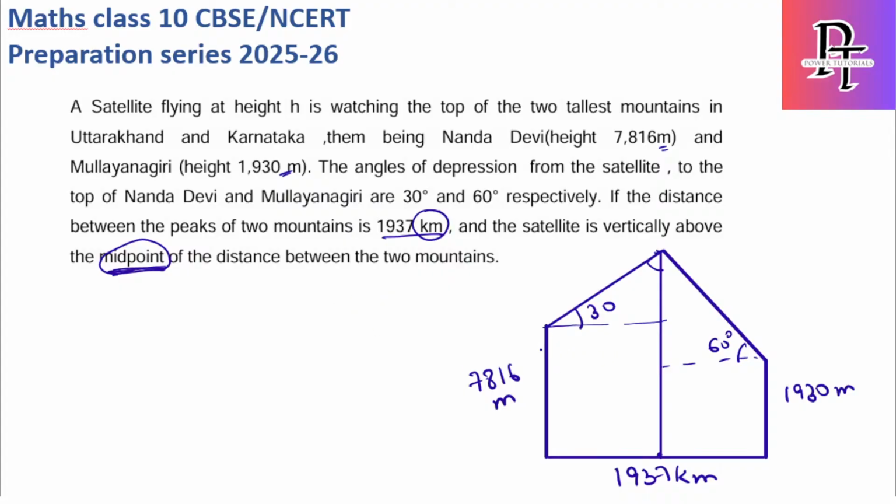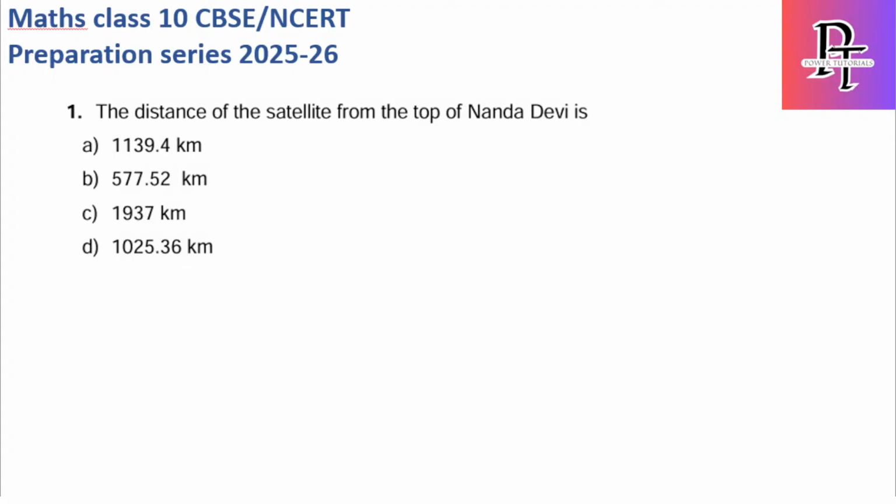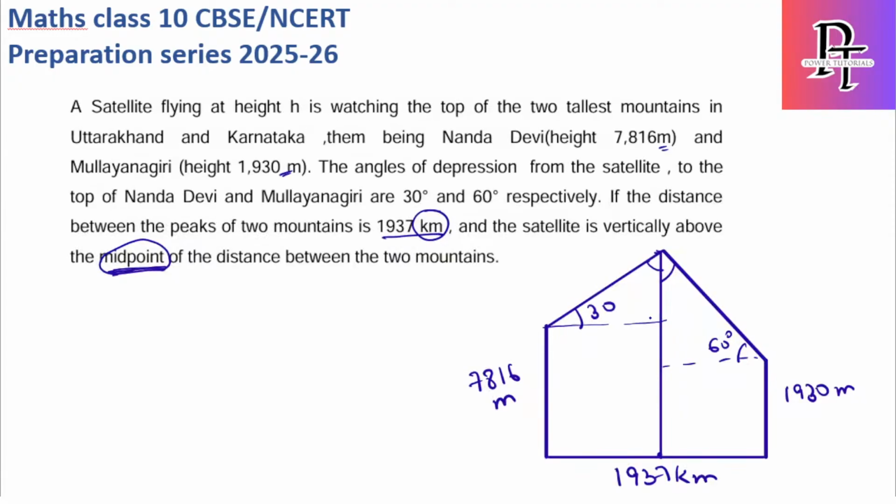Here we have two mountains. First is Nanda Devi and second is Mulyanagiri. Nanda Devi, as I told you, from satellite, this angle of depression is 30, so I wrote it here as 30, and this is 60. Okay, let's see what they are asking. The distance of the satellite from the top of Nanda Devi. If you notice here, they are asking this value, distance from top of Nanda Devi.